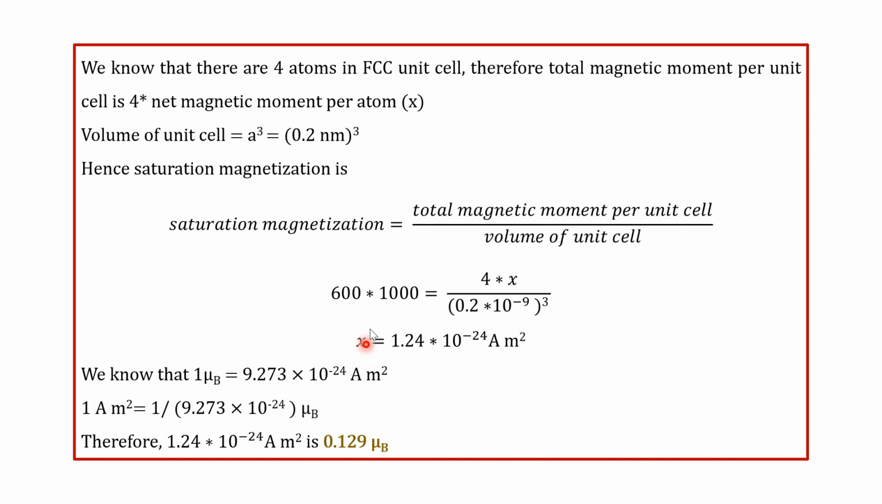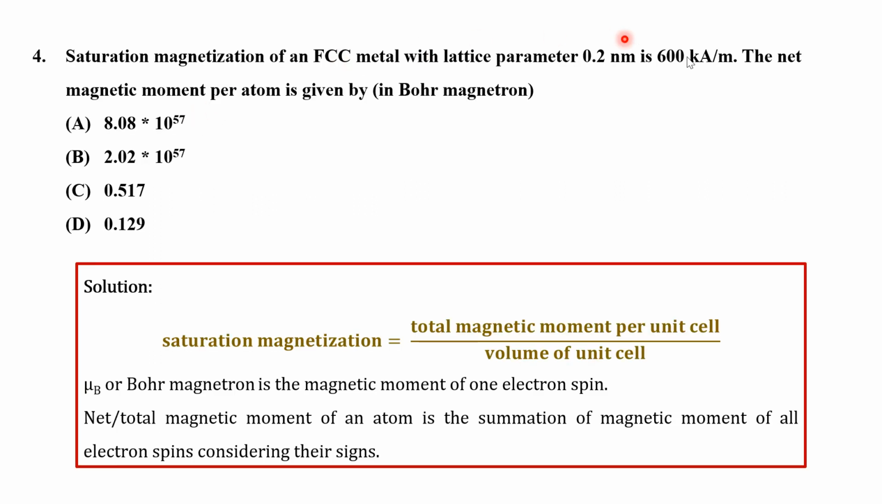And we got x. So what is this x? x is the net magnetic moment per atom. That is what was asked in the question. So they are asking the net magnetic moment per atom. This is per atom, and this is total magnetic moment. Therefore 4 into x, that is 4 into the net magnetic moment per atom, is equal to the total magnetic moment per unit cell. So is any concept unclear in this particular question?